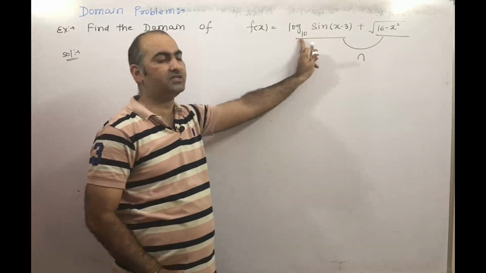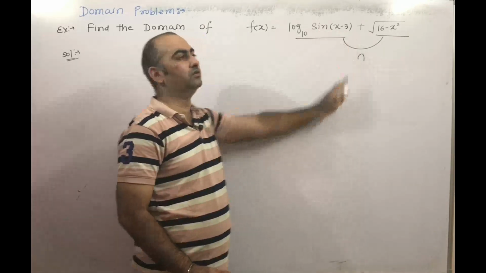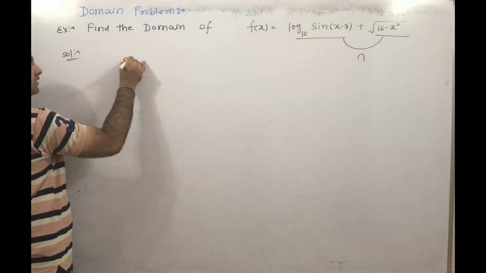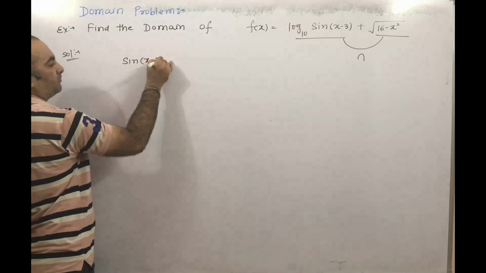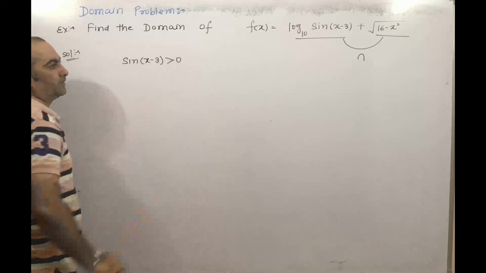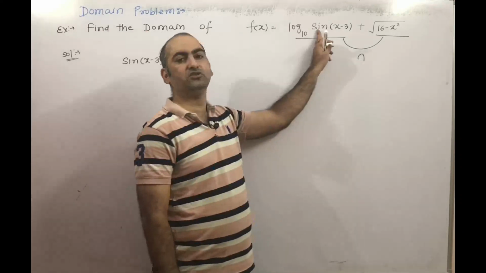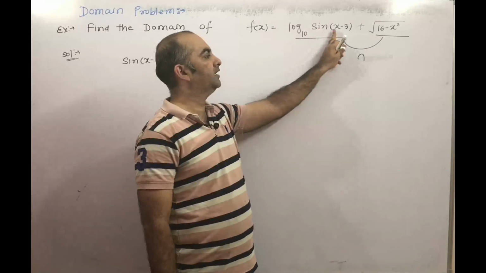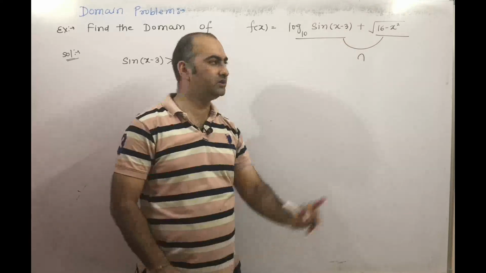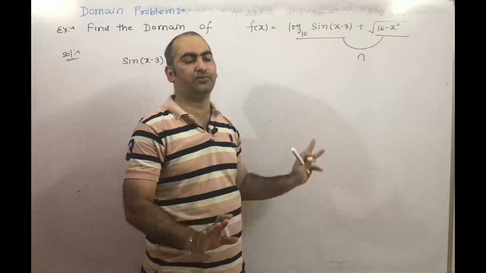So a logarithmic function is defined if this quantity is greater than 0. So sine of x minus 3 must be greater than 0. And we know the sine function is always defined. So for sine, x minus 3 belongs to R. So this is always defined. So there is no problem.